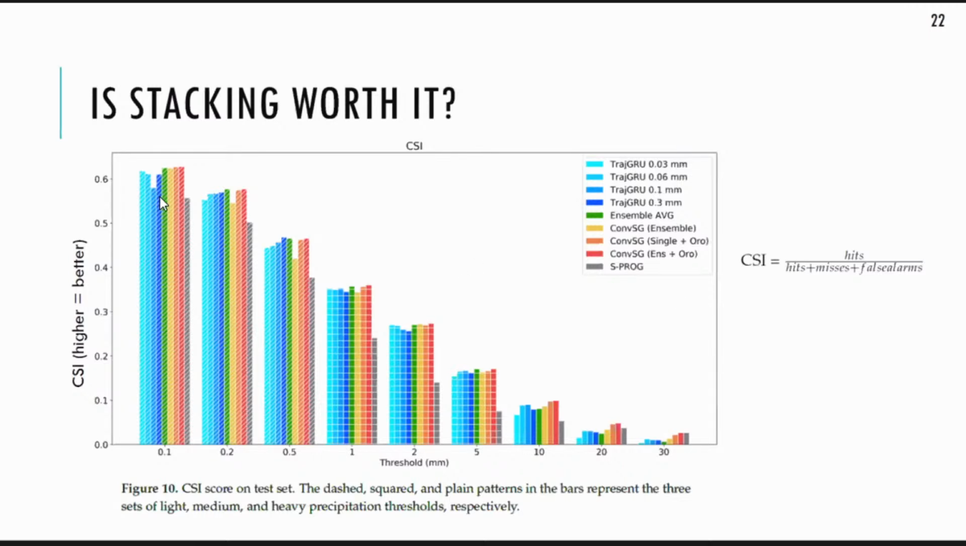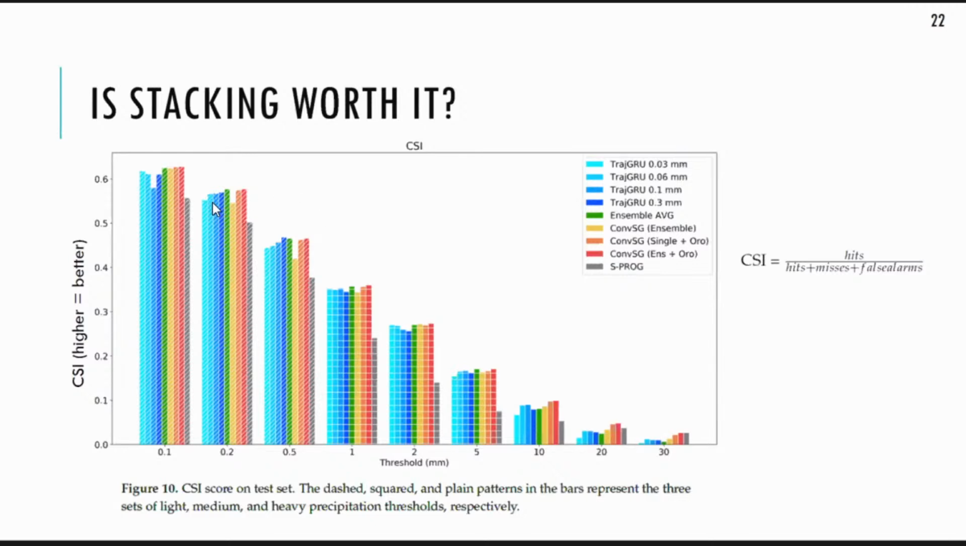We can see that in nearly all cases, the machine learning and deep learning architectures outperform the optical flow approach. This is not really surprising, considering that the machine learning models are able to capture rising and vanishing precipitation, which is never possible for the SPROG model.